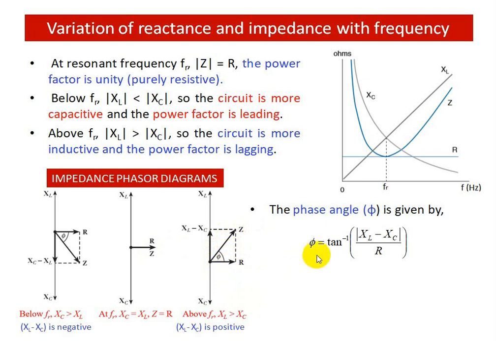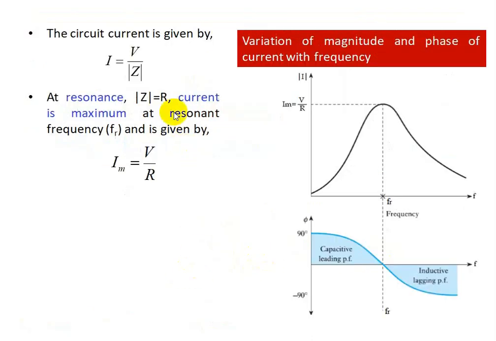So the phase angle of this circuit is given by tan inverse of reactance part by real part. The reactance part is XL minus Xc and the real part is R. Current is given by I is equal to V by Z.